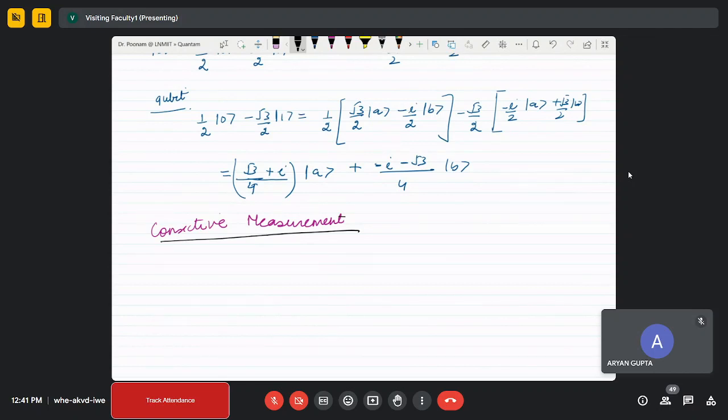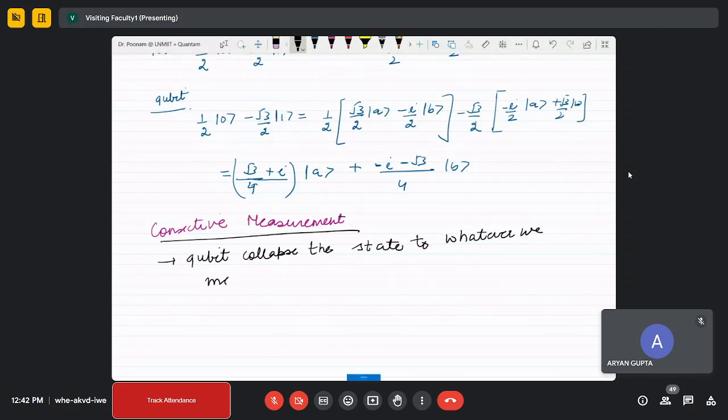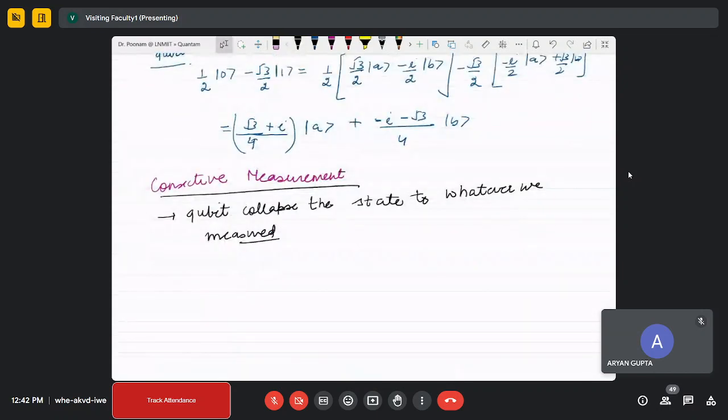So whenever you do the measurement, the qubit collapses the state to whatever we measured. That means if you are measuring in the z axis, it will simply collapse to the state 0 or 1. If you are measuring in the x basis, it will be collapsing to plus or minus, and in that case, it is normally having a 50 percent probability.